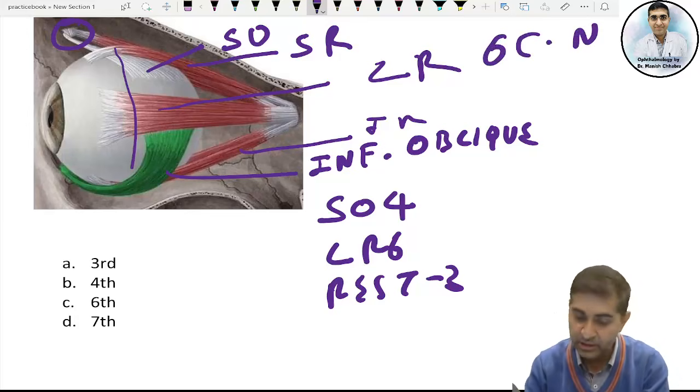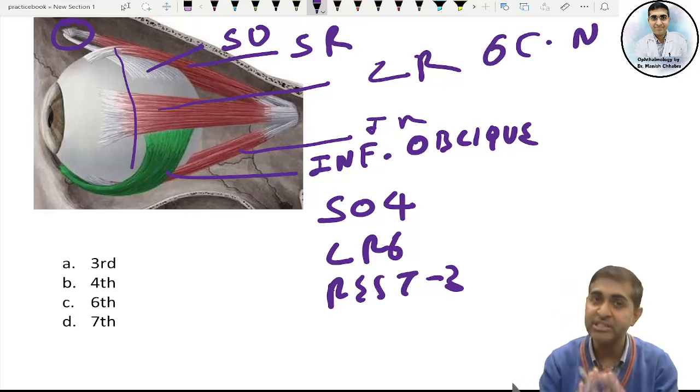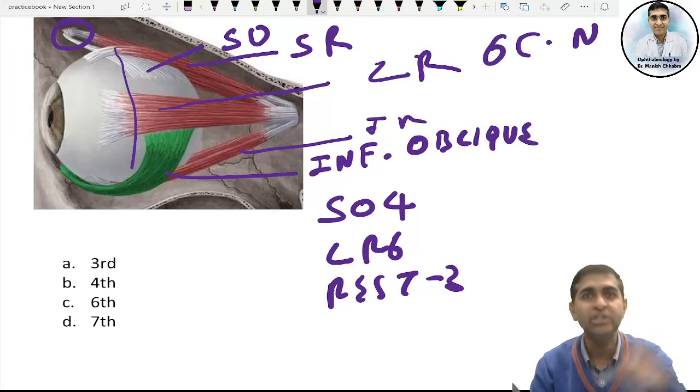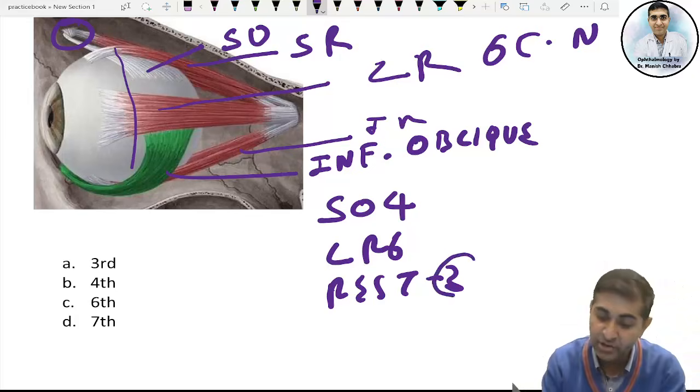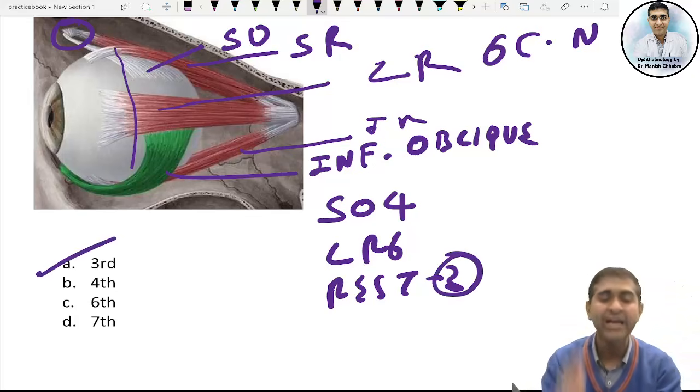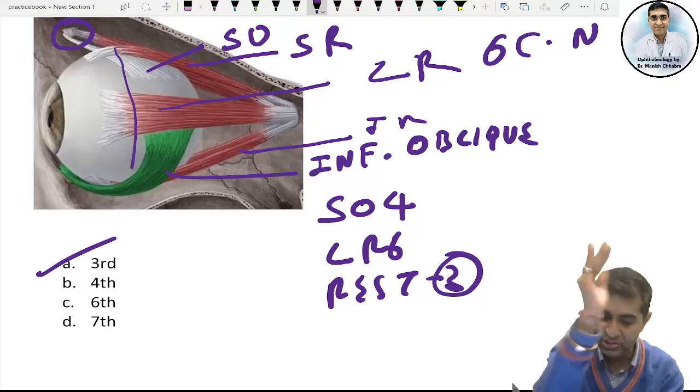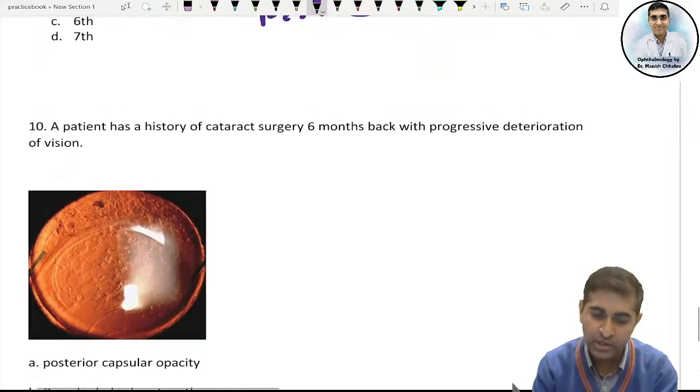Which is trochlear nerve, and the rest of the muscles, the inferior oblique, superior rectus, inferior rectus, and medial rectus, are supplied by the third cranial nerve, which is the oculomotor nerve, and hence this answer is pretty straightforward. Now coming over to the 10th question.